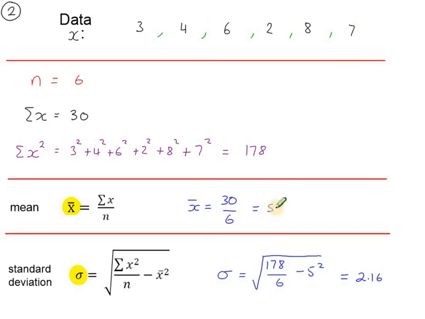Now the mean here was an exact value, which I've used in the calculation here. If this was a non-exact value, I would just use the fraction here at this point to preserve accuracy in the calculation for the standard deviation.